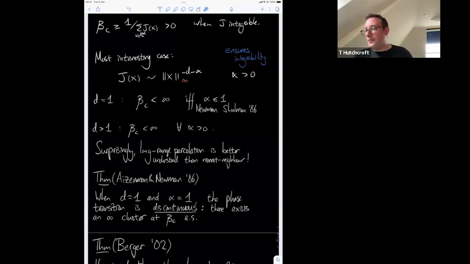Now it might seem that this model is more complicated than the nearest neighbor model, but the surprising thing is that we actually understand it significantly better than nearest neighbor percolation in many cases. Maybe we don't understand it better than the 2D models, for example, where things are understood very well. But in many cases, we understand this much better. It tends to get easier to understand the smaller alpha is. The smaller alpha is, the more long range it is, the decay is slower, and the more long range it is, the easier it becomes.